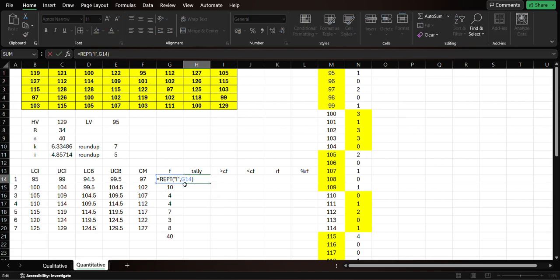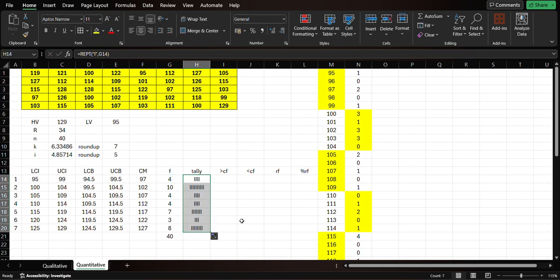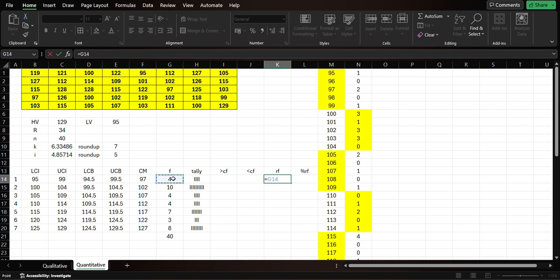All right. Now for the tally, it would be similar to quali, so that would be the repetition again of any letter you like, depending on the value of my frequency, right? So that's repetition. So we're going to copy paste.